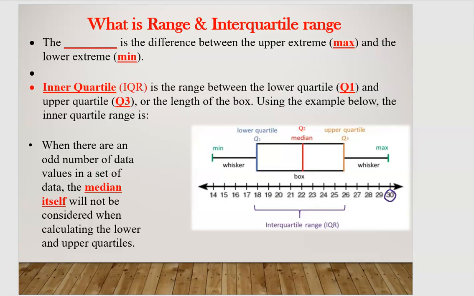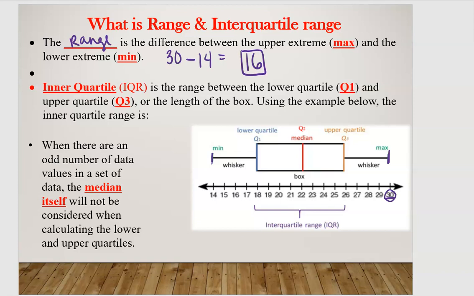So then we're going to talk about range and inner quartile range. So the range is the difference from all the way to the top to all the way to the bottom. So it's taking our maximum and subtracting our minimum. You should be pretty familiar with the idea of range by now. So in this case, our maximum is 30 minus our minimum, which is at 14 on my number line. So my range would be the value of 16. There's 16 spaces between our minimum and our maximum.